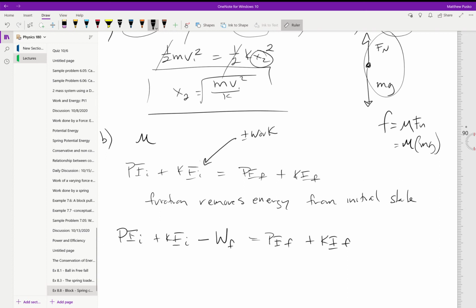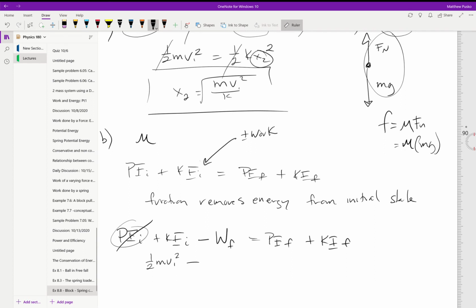Alright, potential energy. Initially, the spring was not compressed. It had nothing to do with how much energy the block had anyways. It could have been compressed, and we would have to put a spring term on the left-hand side. But we don't have one. We also don't have any change in gravitational potential. So we just have the 1/2 mv initial squared minus the work of friction.